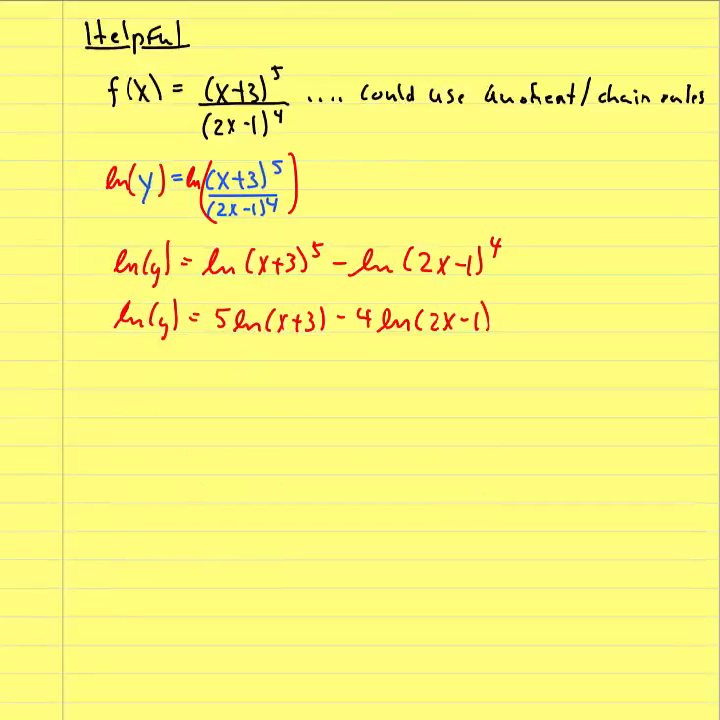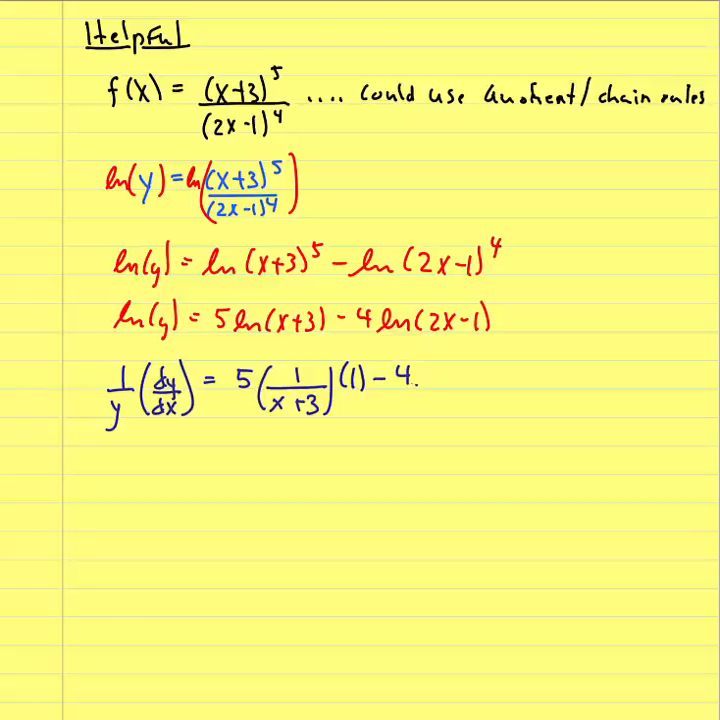Now I take the derivative of both sides. This is going to also involve the chain rule and implicit differentiation. The derivative of the natural log of y is 1 over y times y prime, or dy dx. I'm going to use dy dx here. And then the derivative of these is pretty straightforward. I drag the 5 along. The derivative of the natural log of x plus 3 is 1 over x plus 3 times the derivative of x plus 3, which is 1, minus 4 natural log. The derivative of the natural log of 2x minus 1, the derivative of 2x minus 1 is 2.